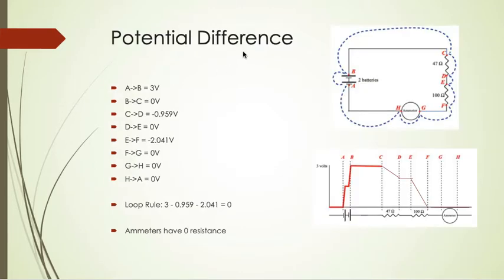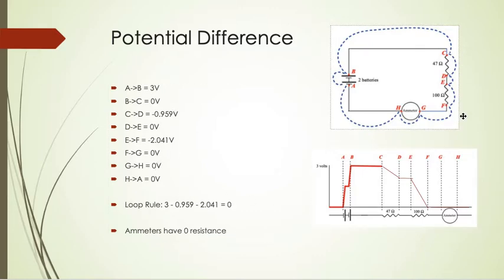In the next part of the lab, we had to calculate potential differences in different parts of the circuit. As you can see from this graph and these points, the potential difference increased at the battery, which is due to EMF, and only decreased at the 2 resistors, and everything else had a 0 potential difference. This reinforces the loop rule because if you add up all the potential differences, it would be equal to 0.